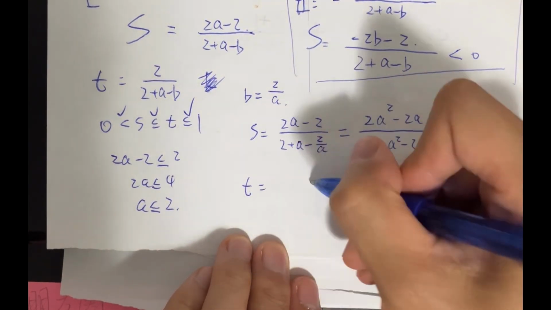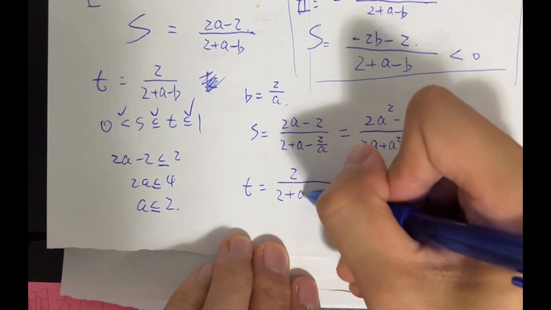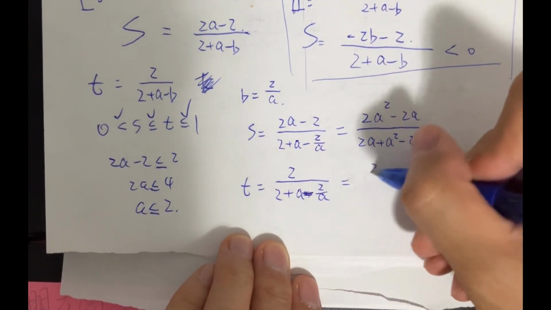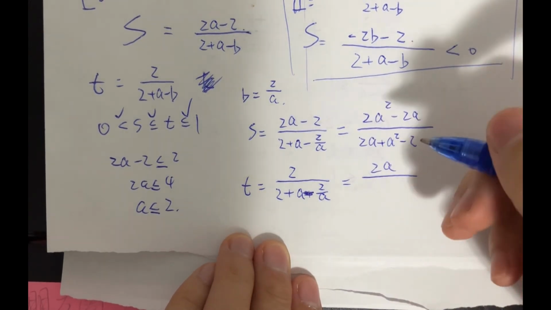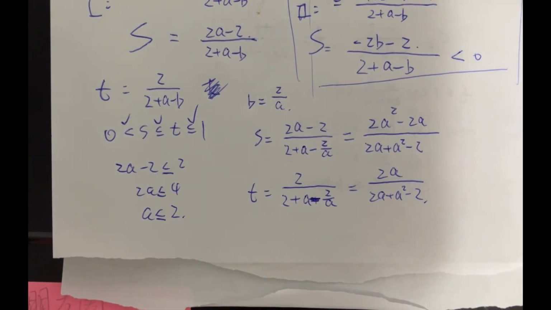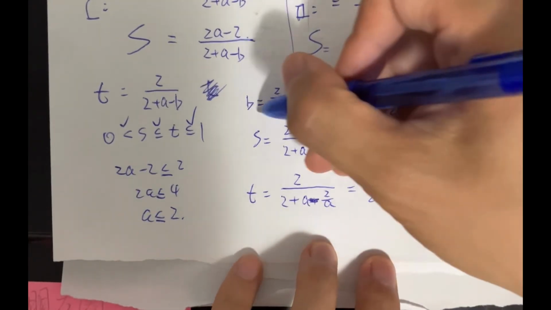And how about t? t is 2, and 2 plus a minus b again, it's 2 minus a, and 2a, over 2a plus a squared minus 2. That's it again. So, yeah, I think that's it.